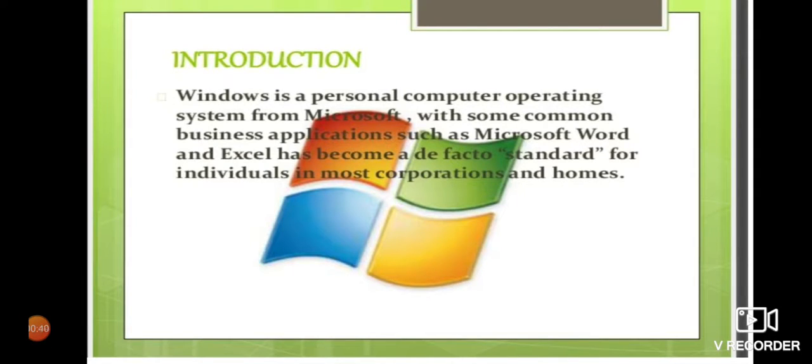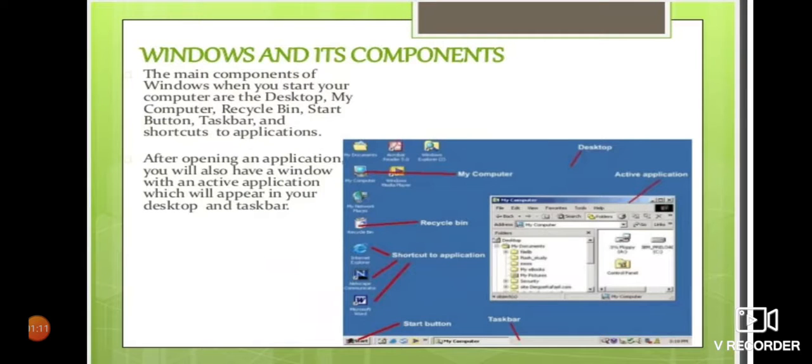Windows is an operating system that was developed by Microsoft for personal computers. Windows is a personal computer operating system from Microsoft that, with some business applications such as Microsoft Word and Excel, became a de facto standard for individuals and most corporations at home. So Windows is an operating system for PCs, with business applications like Microsoft Word and Excel becoming very popular and used in almost all corporations and homes.